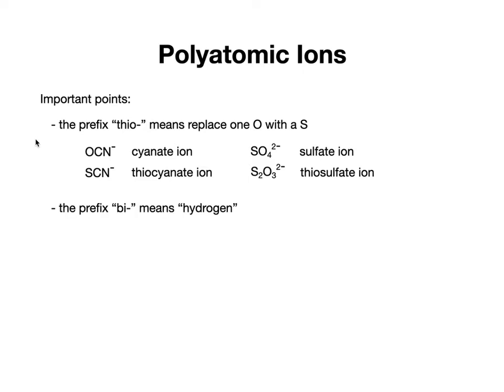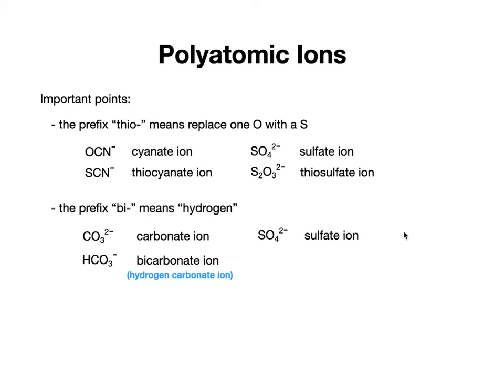Now, the prefix bi means hydrogen. Okay, the prefix bi means hydrogen. Let's look at some examples of that. So here's the carbonate ion. The bicarbonate ion is HCO3-. Okay, bicarbonate. Now, class, we could call this the hydrogen carbonate ion. That would be okay to call it that. A lot of times it's just referred to as the bicarbonate ion.